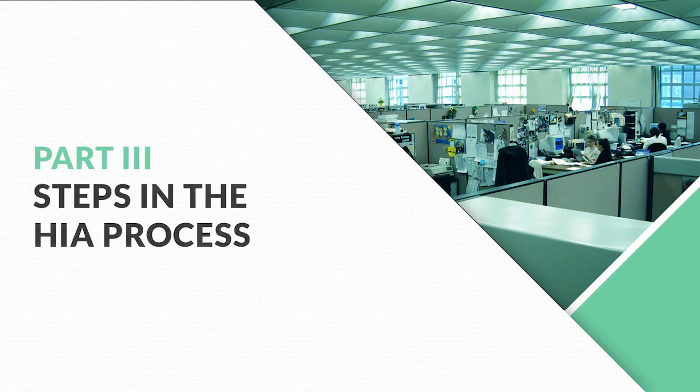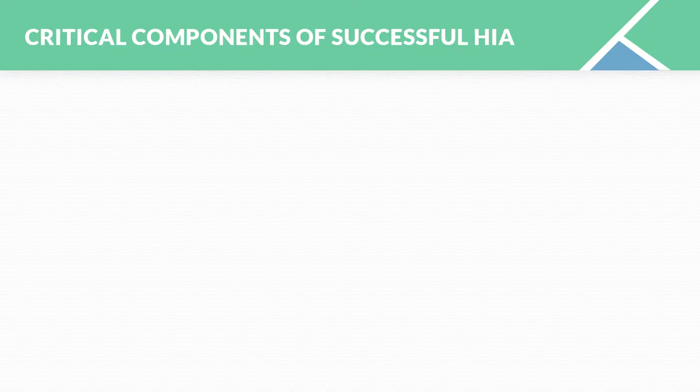Steps in the HIA process. Now we'll spend a little time on the basic structure of the HIA process so you can get a feel for how this type of work is done. 2 critical components of successful HIA are engagement of stakeholders who may otherwise not have a voice in the decision-making process, including community members affected by the decision, and evidence-based recommendations to address underlying determinants of health.